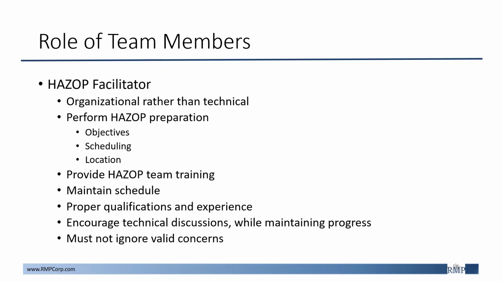It's also the responsibility of the facilitator to be properly qualified and have the proper HAZOP experience to understand the methodology well enough to organize it in an effective manner to get the most out of the study.